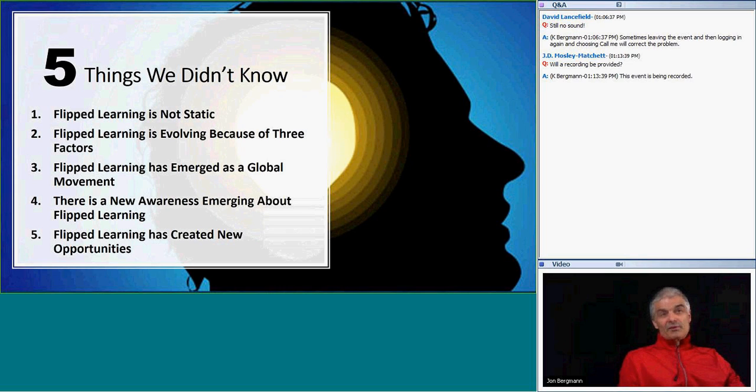So the five things. One, flipped learning is not static. Number two, flipped learning is evolving because of three factors: classroom, innovation and technology. Number three, flipped learning has emerged as a global movement. Fourth, there's a new awareness emerging about flipped learning. And number five, flipped learning has created new opportunities.